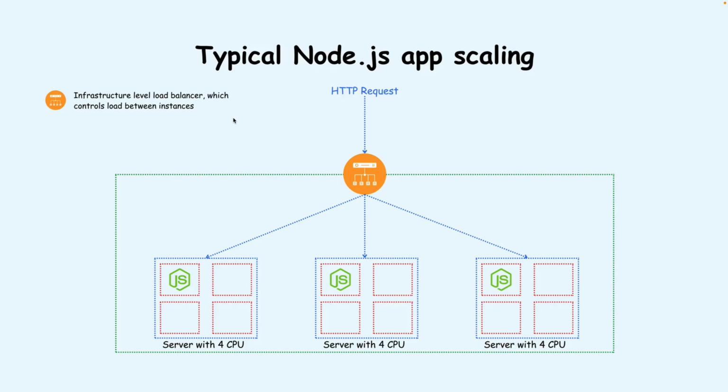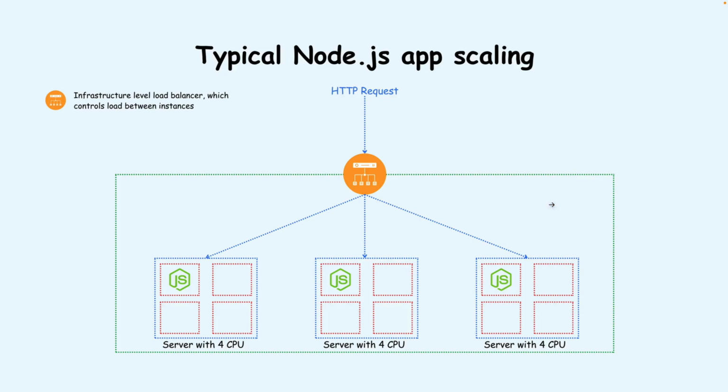Cluster module does simple thing. It allows us to create one process per one CPU core and share any CPU connection between them. Simply put, it will create load balancing in the Node.js application layer, and we will handle 4 times more requests simultaneously.